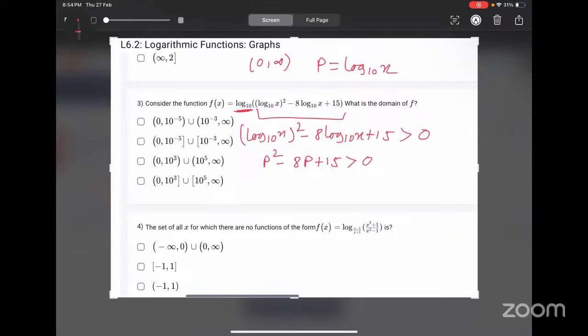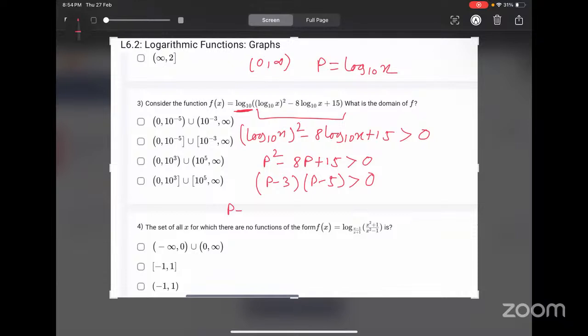You just try to factorize and let me know what is the factorization of this equation. 3 and 5, yeah. Correct. So (p minus 3) into (p minus 5) greater than 0, right? Here we have multiplication of two numbers greater than 0. That means either both the numbers are positive or both the numbers are negative, right?